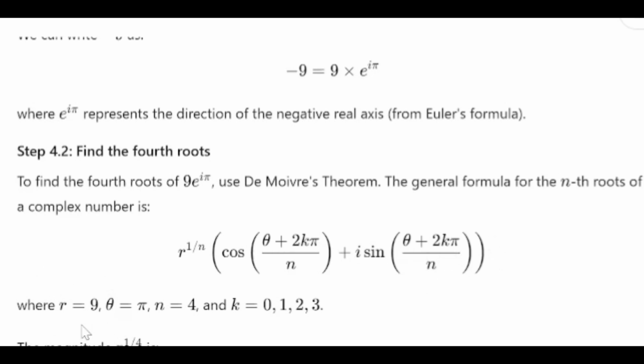Then r is equal to 9. As you can see from the equation, r now is 9. Theta is equal to pi. n is equal to 4. And then k is equal to 0, 1, 2, 3. It ranges from 0, 1, 2, 3.